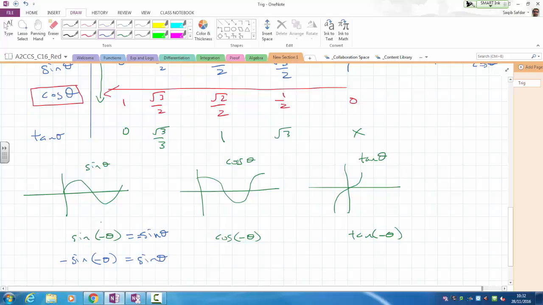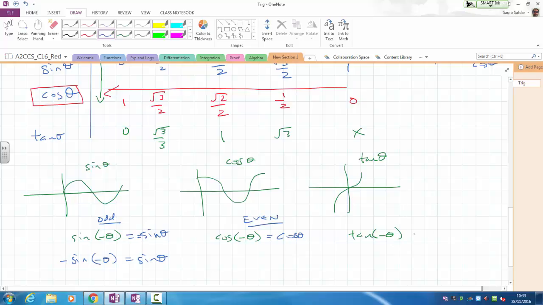This sort of function is what? Odd. Okay, so let's just be clear about that. Cos of minus theta, when you reflect it in the y-axis, what do you get? Cos theta. So therefore this is an even function.